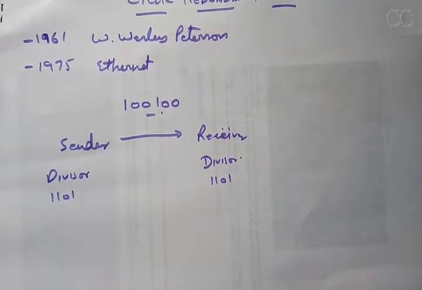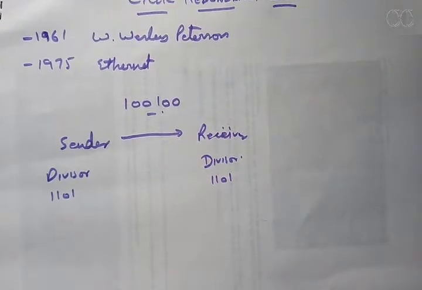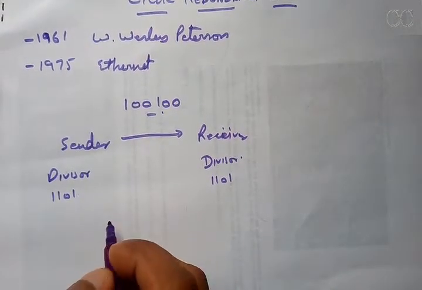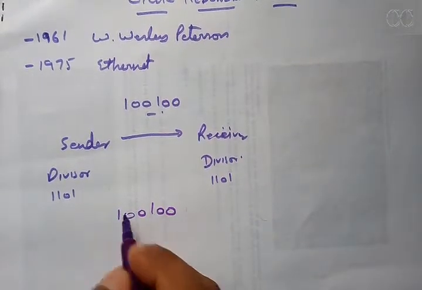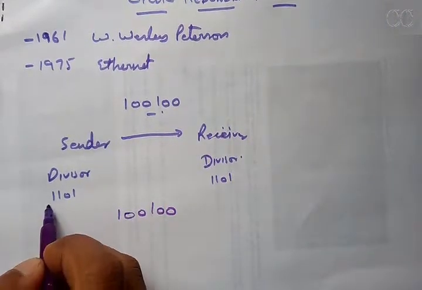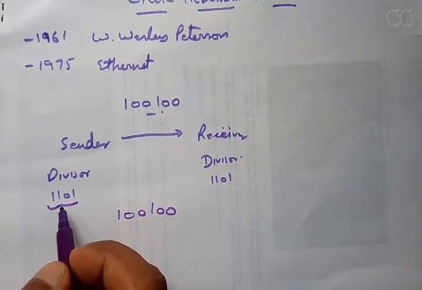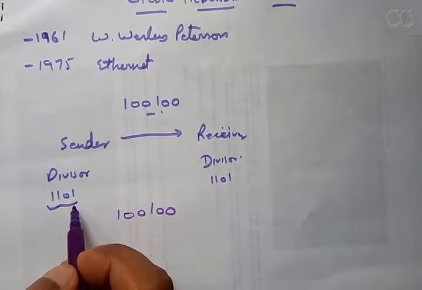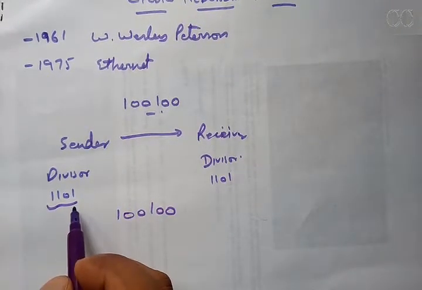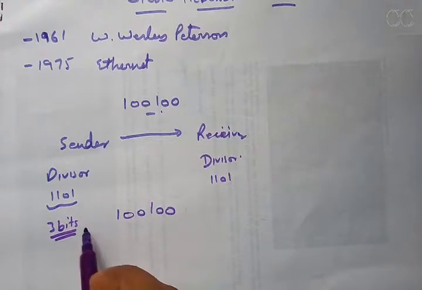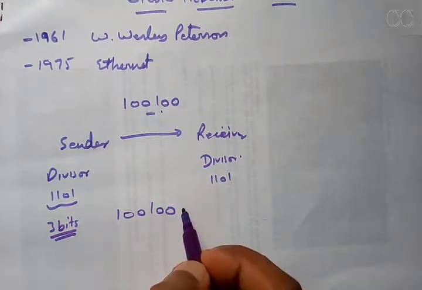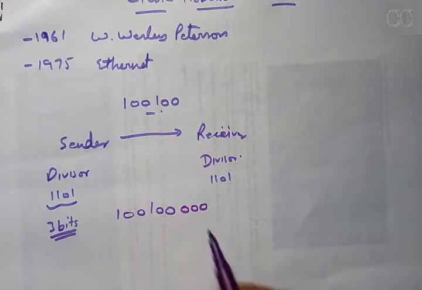There are certain norms that we must know before implementing this. We'll be taking this data, 100100, and based upon the divisor, which is 1101, which has 4 bits, we'll be taking 1 bit less than the divisor, that is 3 bits. We'll be taking 3 bits of manipulative data as zeros and adding it to our original data.